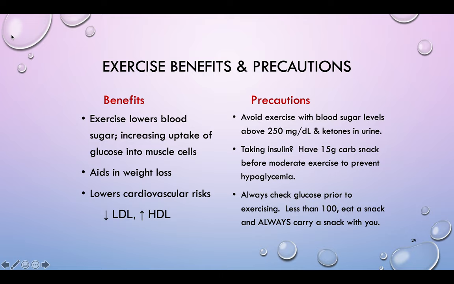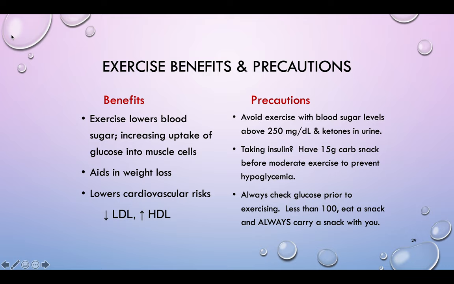If somebody's blood sugar is already 250, we probably don't want them to exercise. And that is because initially your blood sugar goes up, which makes sense. Your muscles need that glucose. Your body is trying to put it out there. And at first it goes up.